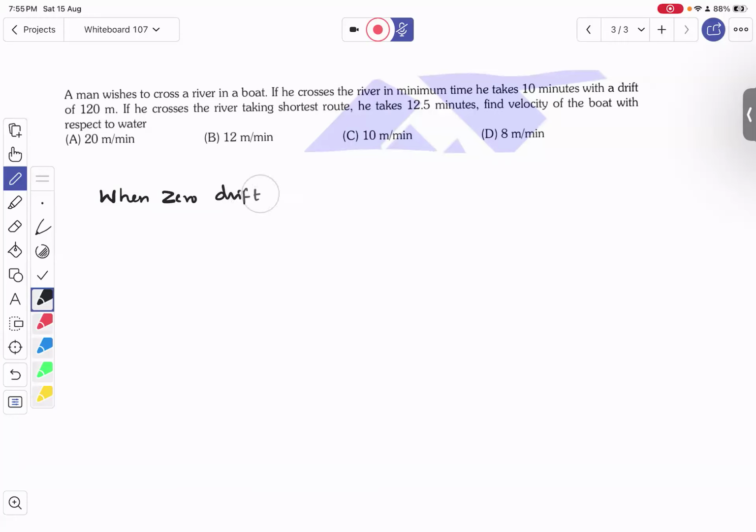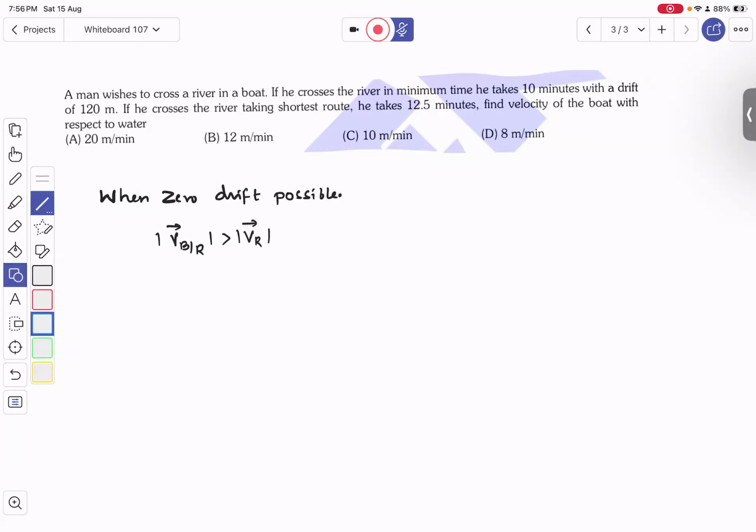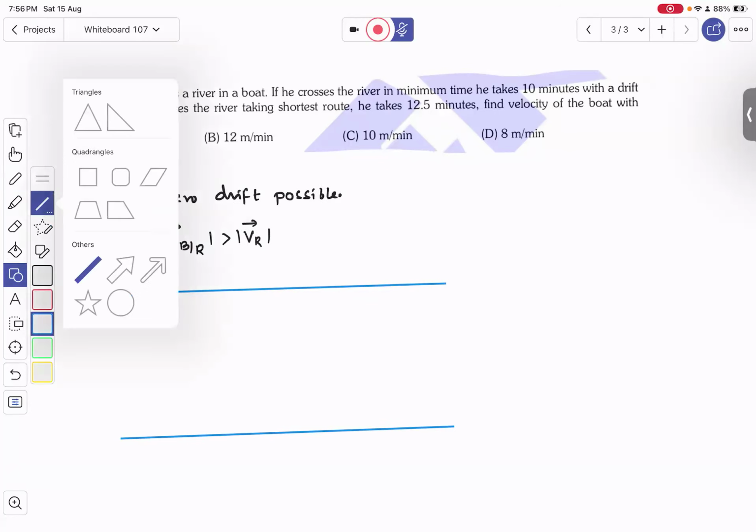I hope you remember or not, any one of you. Zero drift is possible only when the speed of the boat with respect to the river is more than the speed of the river, correct? In that case, we'll be able to reach the opposite side of the bank. And in that case, the shortest path will be equal to the width of the river. I hope you all remember it, no?